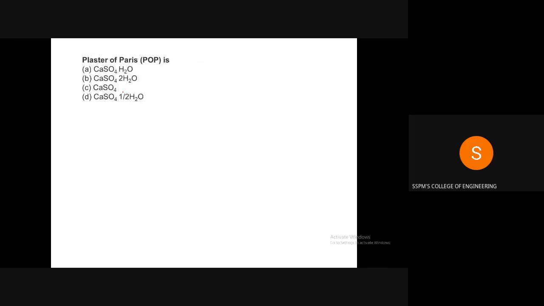Next is a completely theoretical question: what is the molecular formula of POP? POP means what? Plaster of Paris. The formula of plaster of Paris is CaSO4 and half H2O, calcium sulfate half H2O.